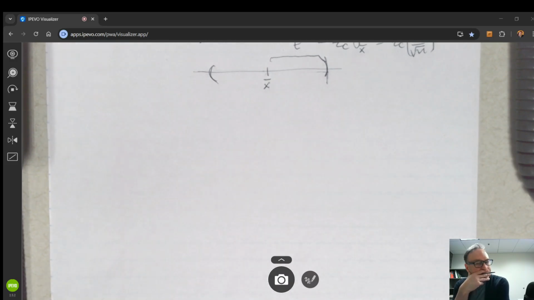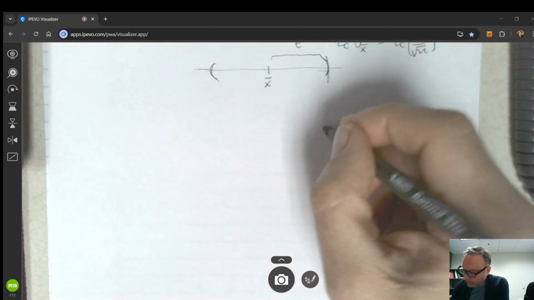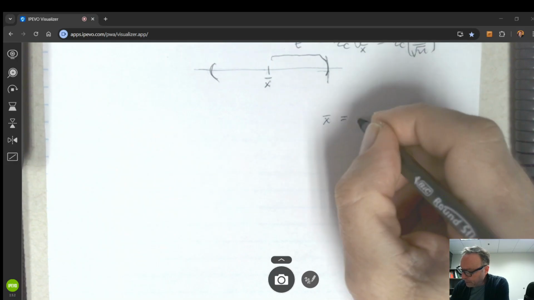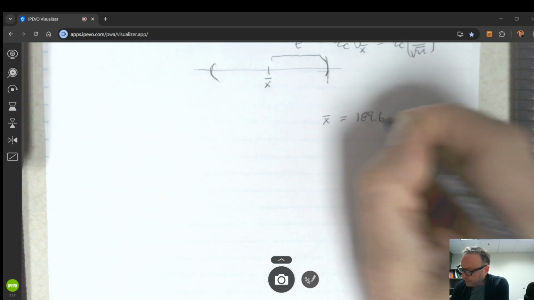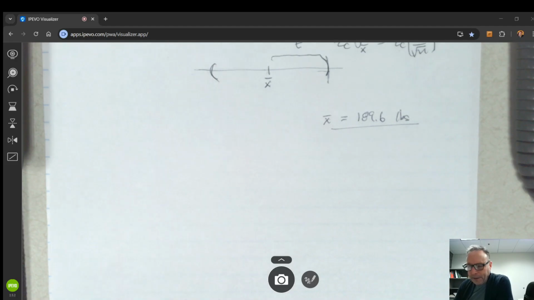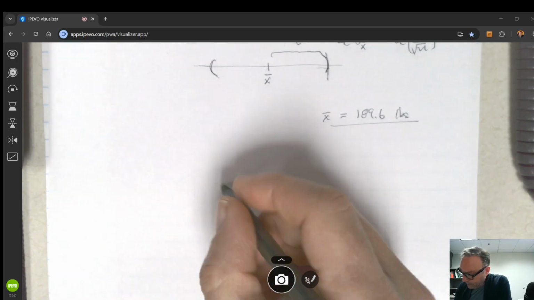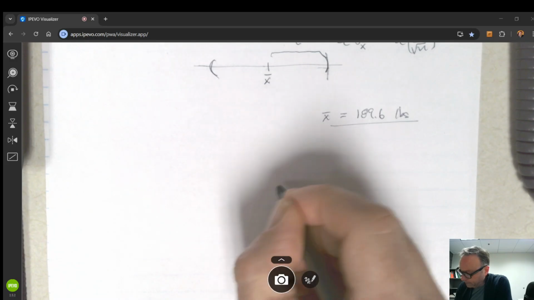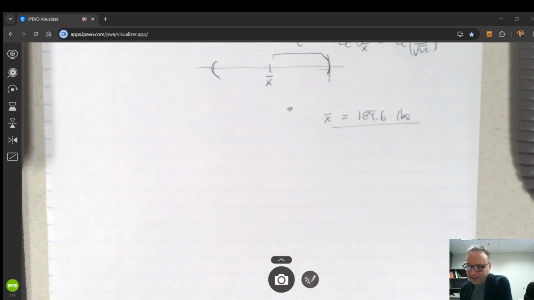Now, let's just imagine that I'm going to get a sample of, let's say, the weights of everyone that goes to Gateway. And I get a good, representative sample, and I calculate the mean. And the mean is, let's say, 189.6 pounds, just for example. Now, how do I know if that's accurate or not? I just have one data point, just out there.